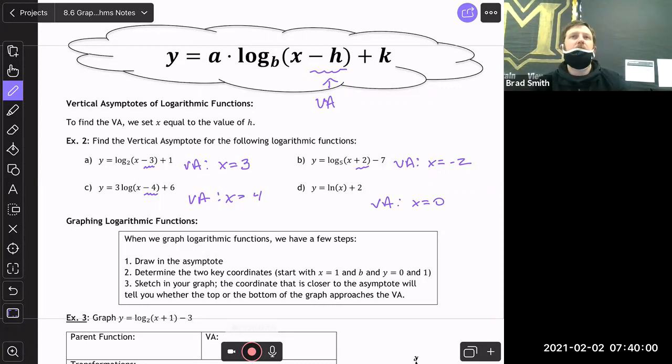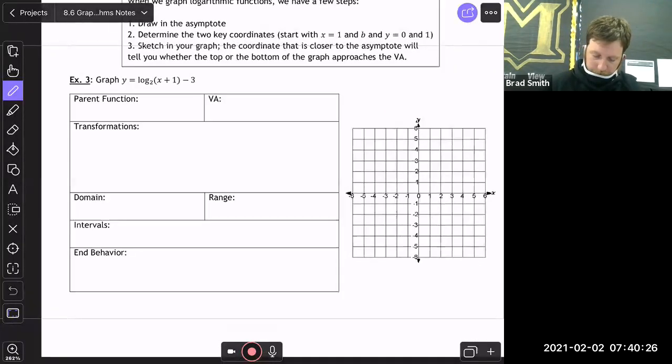All right, so graphing here under graph log functions, we've got a few steps. So first, we're going to draw in the asymptote. Second, we're going to determine two key coordinates. We're going to start with x equals 1 and b, and then y is equal to 0 and 1. That usually helps. Sketch your graph. The coordinate closer to the asymptote will tell you if the top or bottom of the graph approaches the vertical asymptote. We'll talk about that once we get there. Cool? I don't like reading stuff.